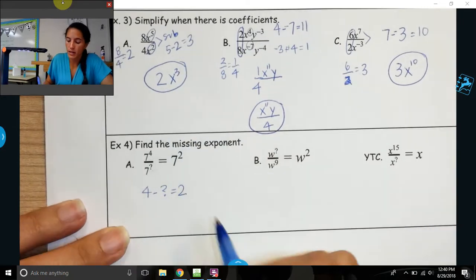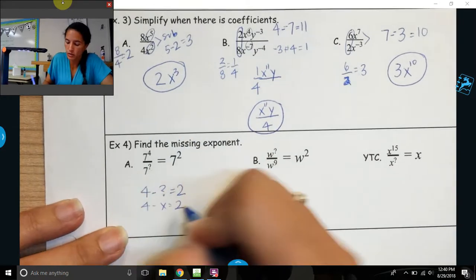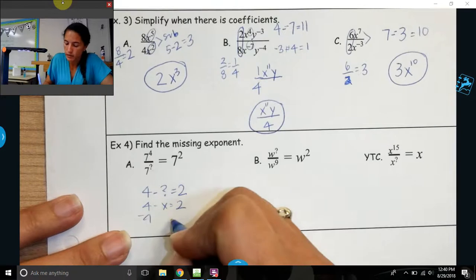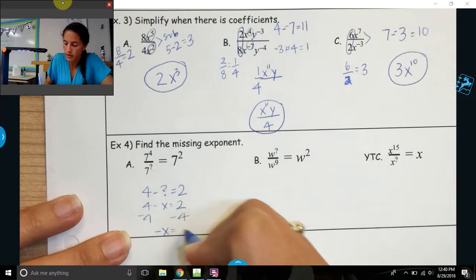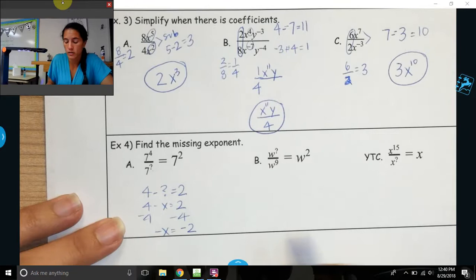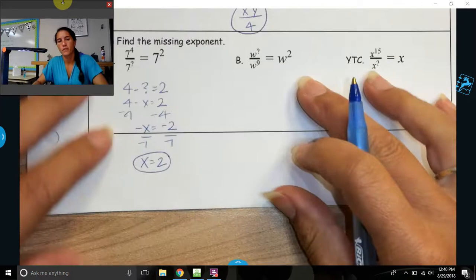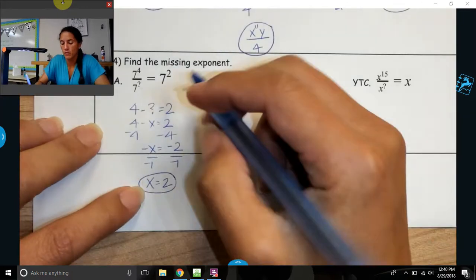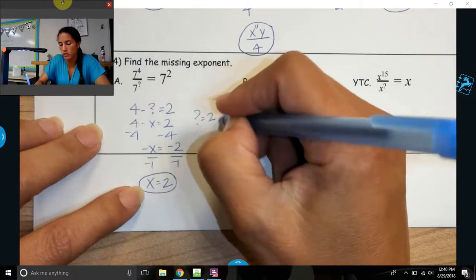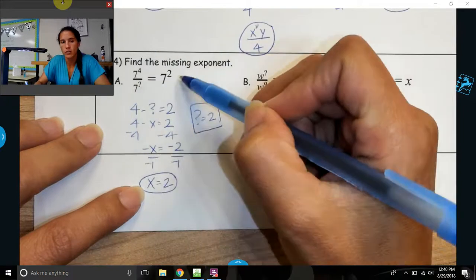So it's kind of like we have an equation. 4 minus x equals 2. We're going to subtract 4 on both sides, and we get negative x equals negative 2. Divide both sides by negative 1, and x equals 2. So my missing exponent, question mark, equals 2. 4 minus 2 is 2.